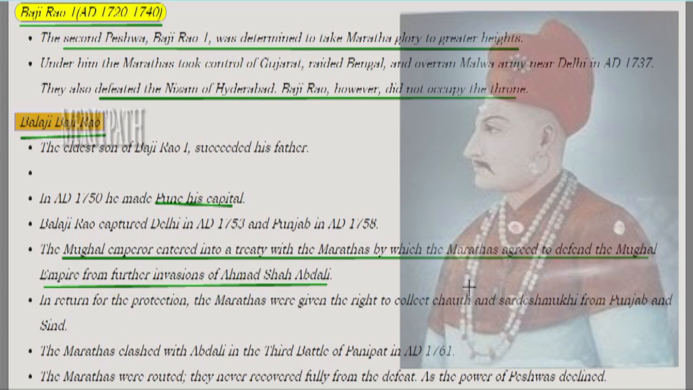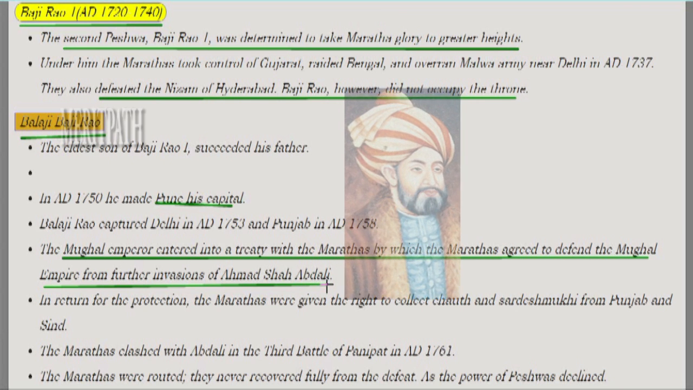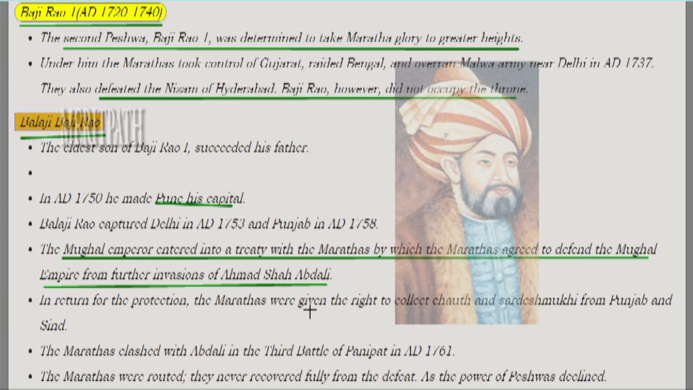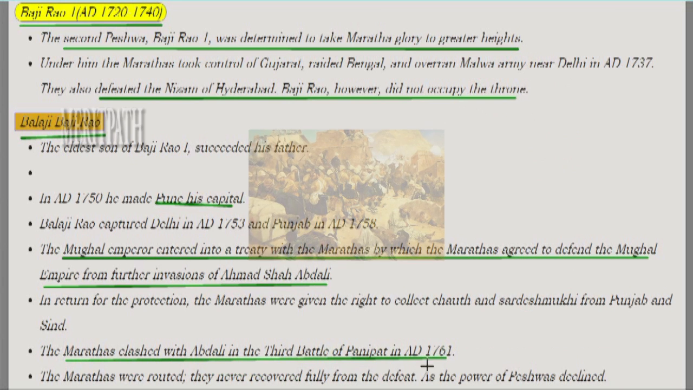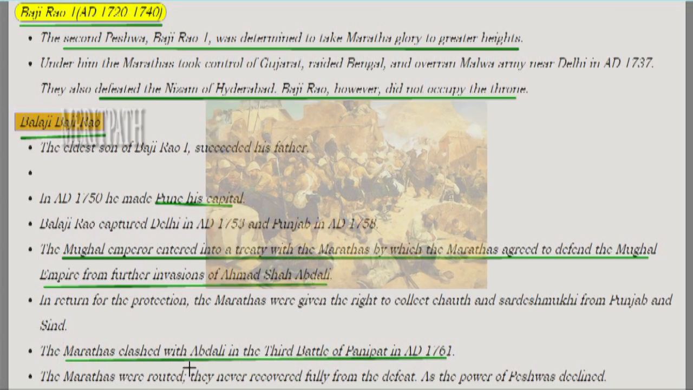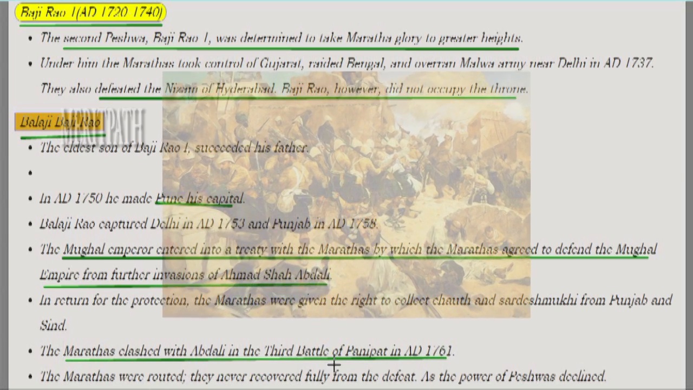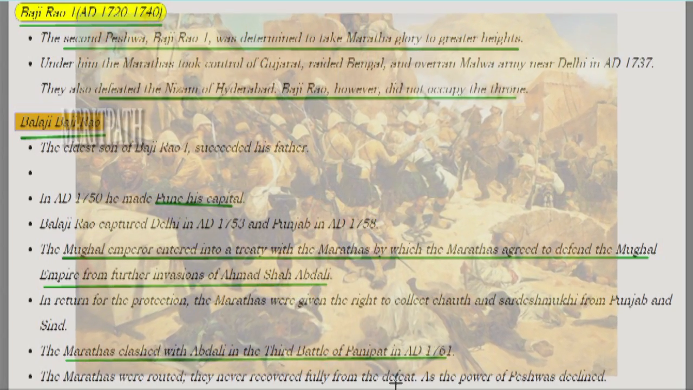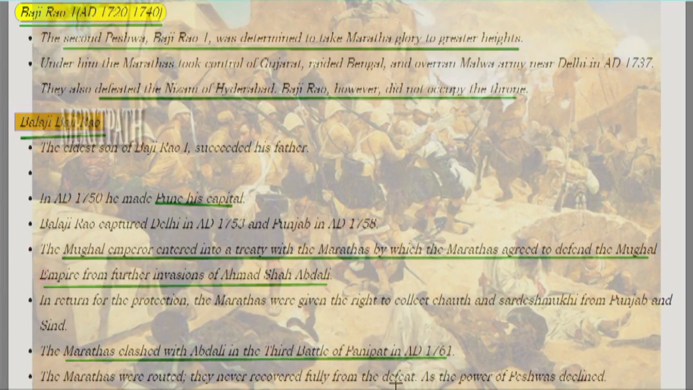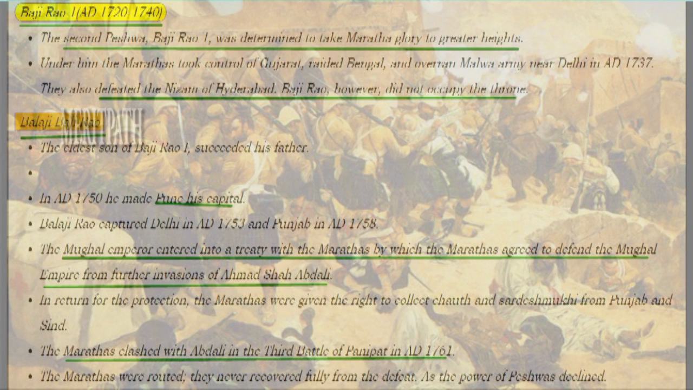What was the deal? The Marathas agreed to defend the Mughal Empire from further invasion of Ahmad Shah Abdali, and in return for this protection, the Marathas were given the right to collect the taxes, Chauth and Sardeshmukhi, from Punjab and Sindh. The Marathas later fought with Abdali in the Third Battle of Panipat in AD 1761. The Marathas were defeated in this battle, and they couldn't recover from the defeat, and then the power of the Peshwas declined.